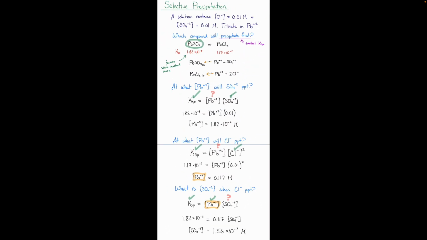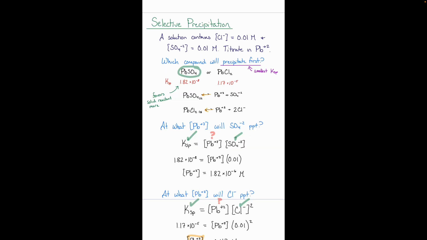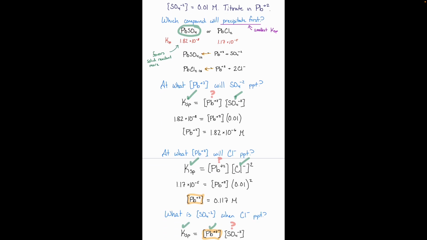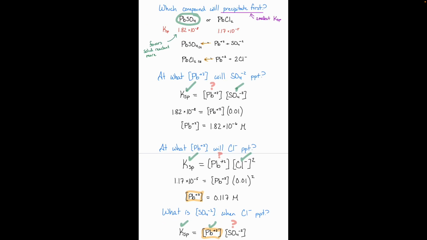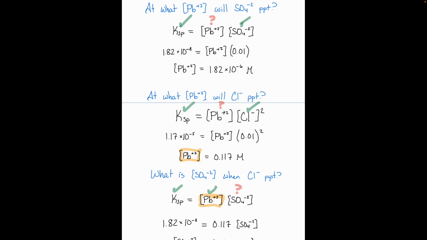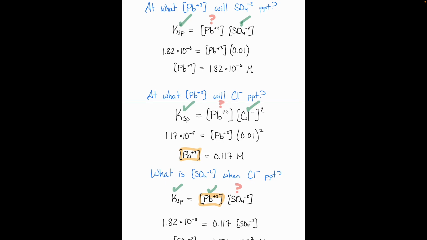Okay, so selective precipitation here. We have a solution already containing two ions. We want to know when those ions are going to precipitate out. All right, we don't have to do any ICE tables with selective precipitation. It's just using those Ksp expressions of those two compounds. Figure out what concentration of lead when the first ion precipitates, what's the concentration of lead when the second ion precipitates, and what's the concentration of the first ion when the second ion starts to precipitate. All right, that's the name of the game there.